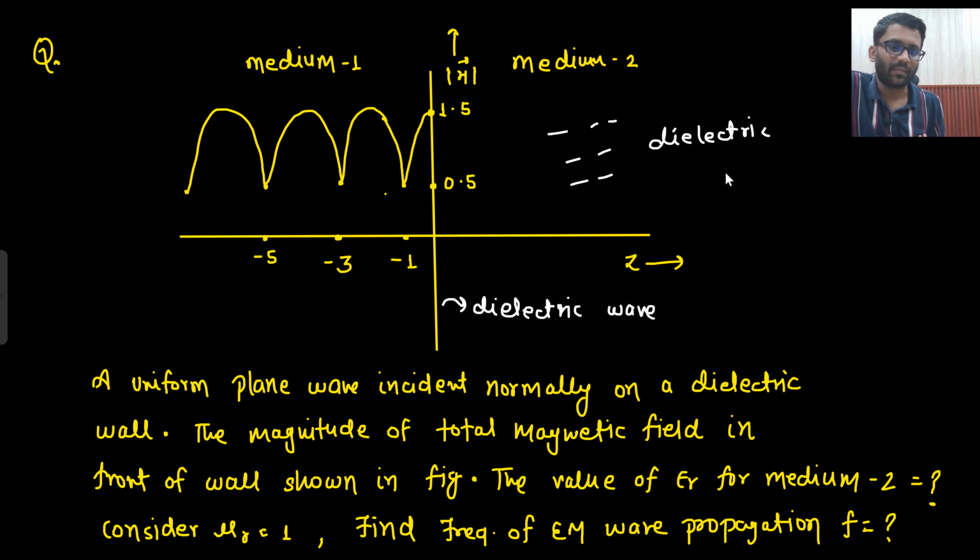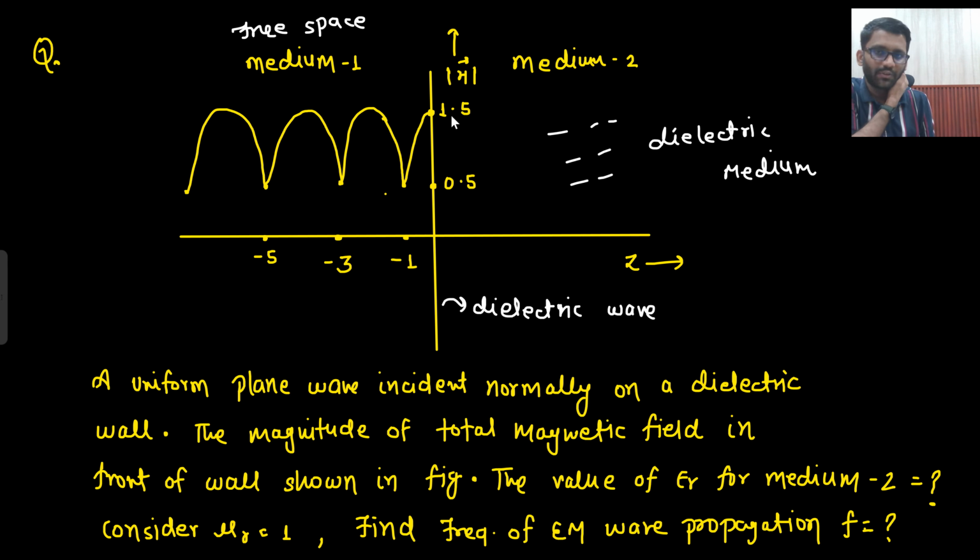They did not talk about the first medium, so by default I will assume it free space. Okay, I should have written it actually. It should be written that a uniform plane wave is incident normally in free space on a dielectric wall. That should have been written in the examination. It would be written only. You need to find the epsilon r value for medium 2. Also, you need to find the frequency of EM wave propagation.